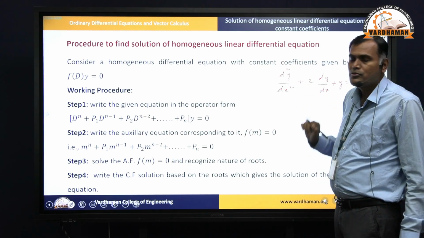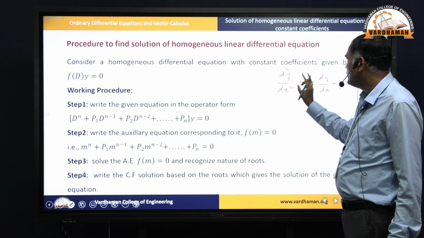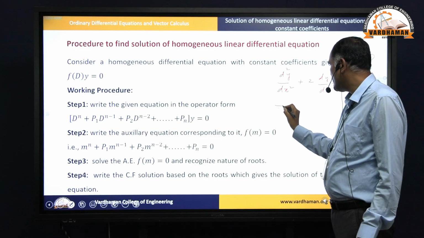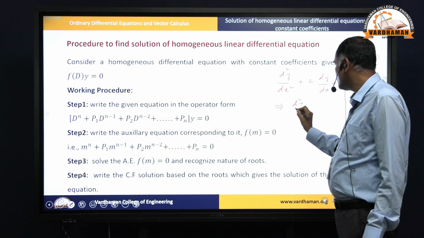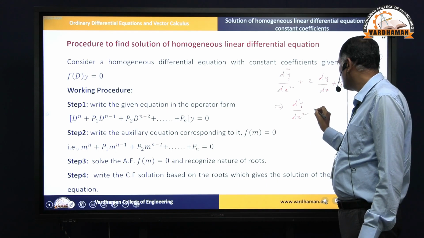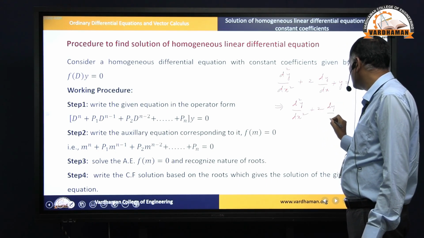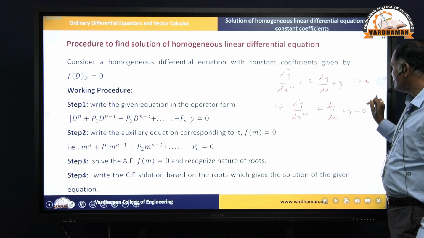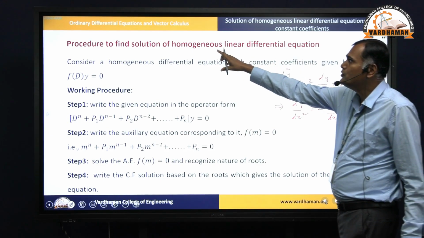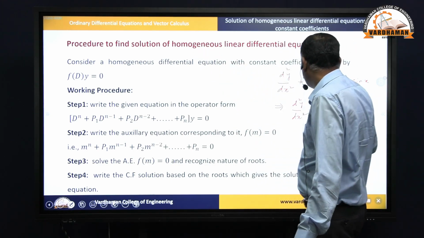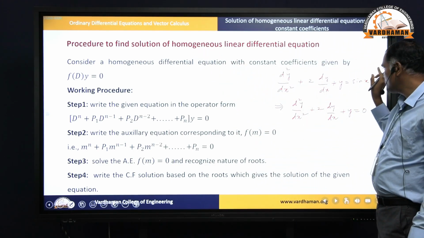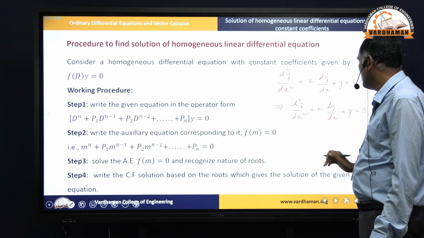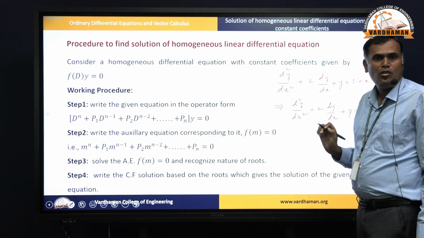To solve this one, what is the procedure? To solve this differential equation, let us consider it as d square y by dx square plus 2 into dy by dx plus y equals to 0. Why am I taking the right hand part as 0? Because we are considering homogeneous linear differential equations only. So for the homogeneous linear differential equation, we should consider the right hand part as 0 to find the solution of that differential equation.